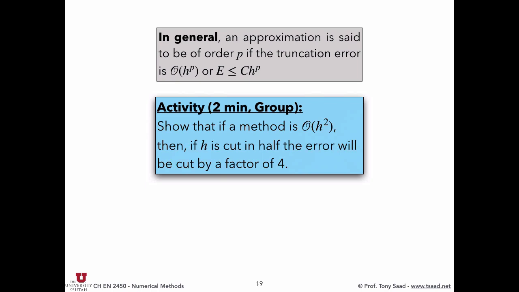Doesn't make sense? No, I said it makes sense though, right? It makes sense, but how do you prove it? Just write down E equals ch squared. Don't write mc squared, E equal mc squared. Sorry, pun jokes. Okay, E is equal to CH squared in this case. Cut H in half and show me that the error is going to be cut by a factor of 4.